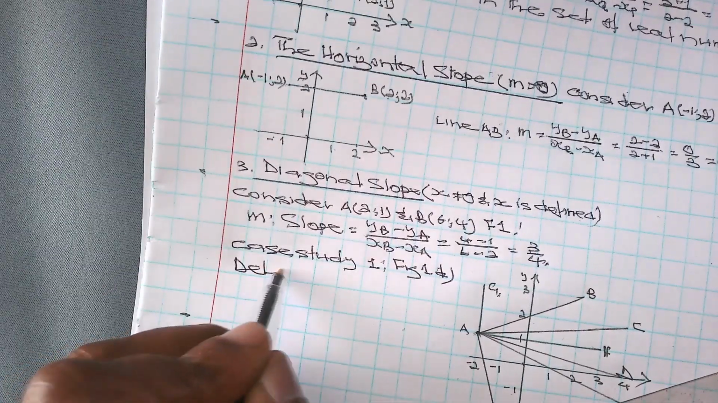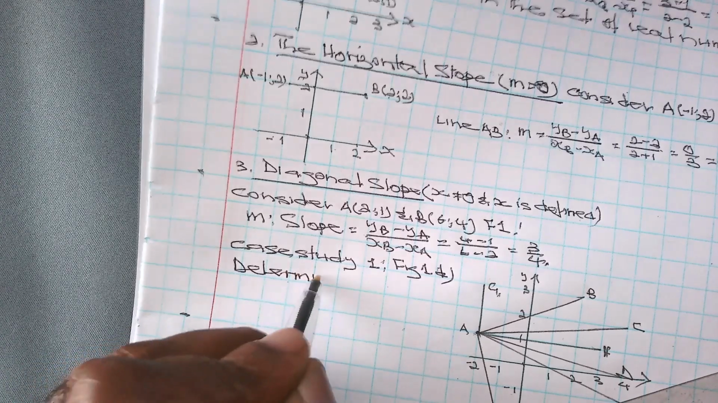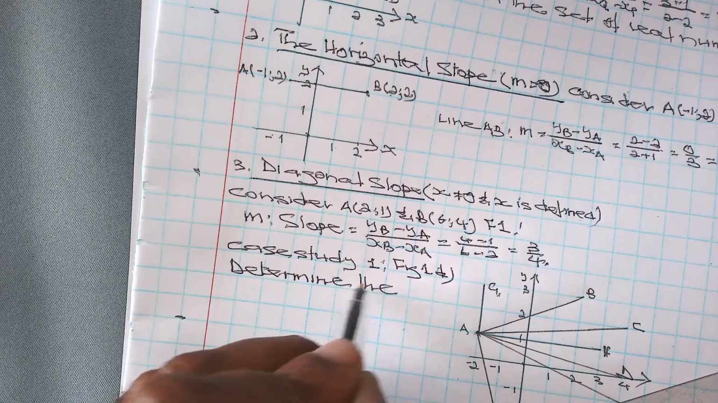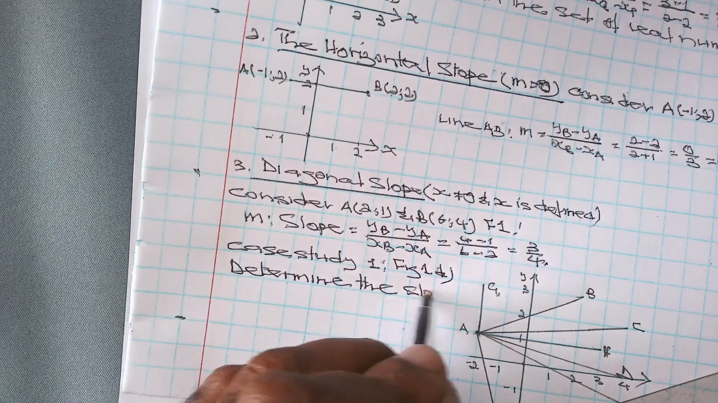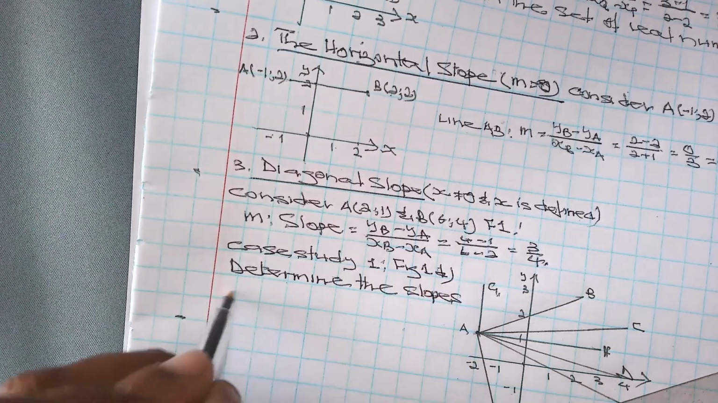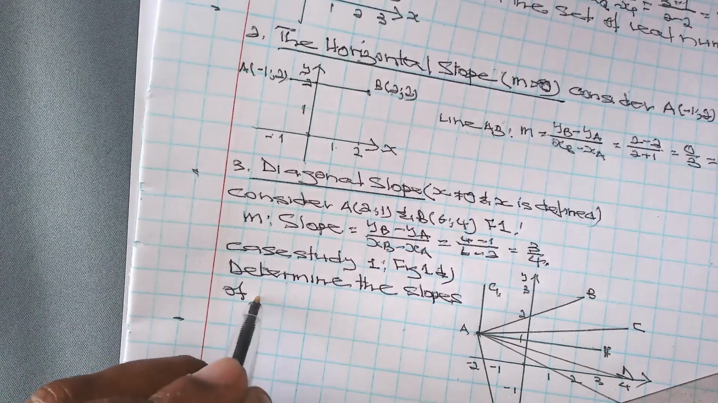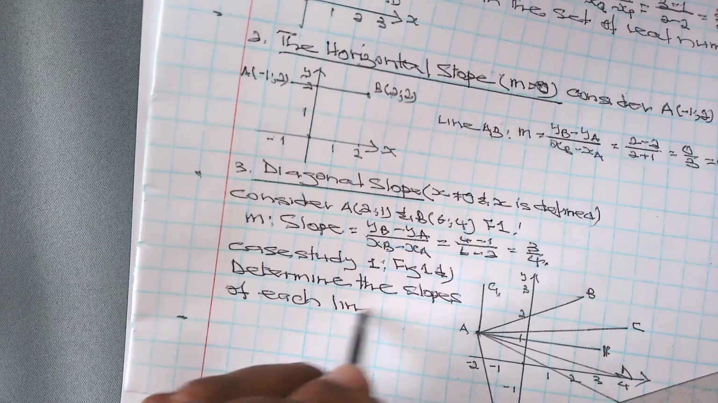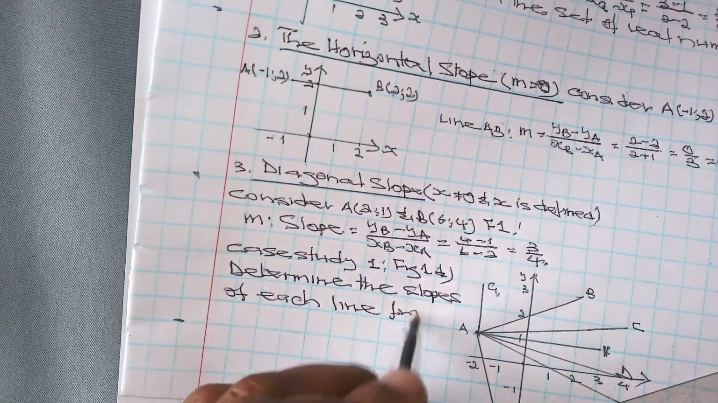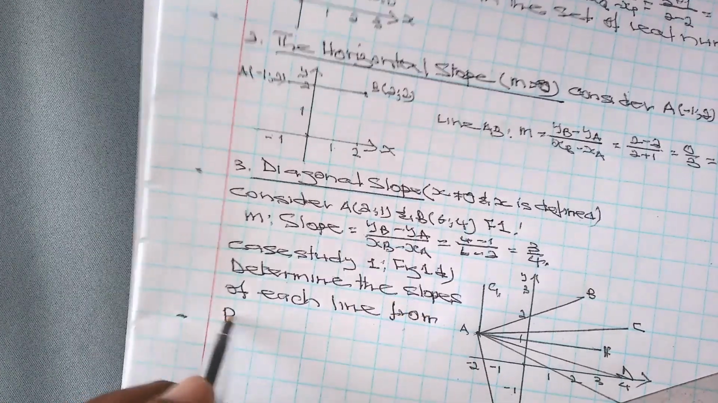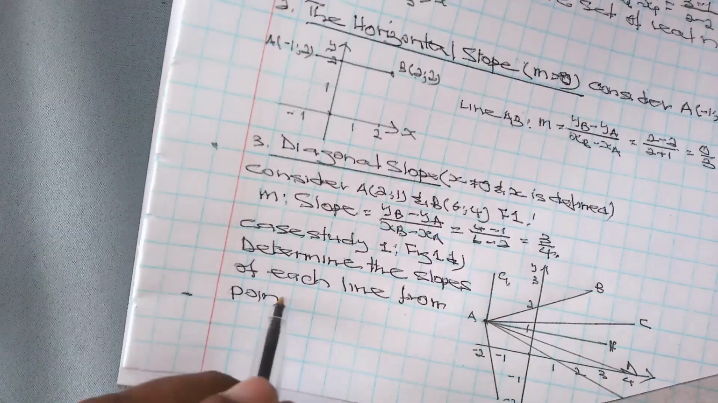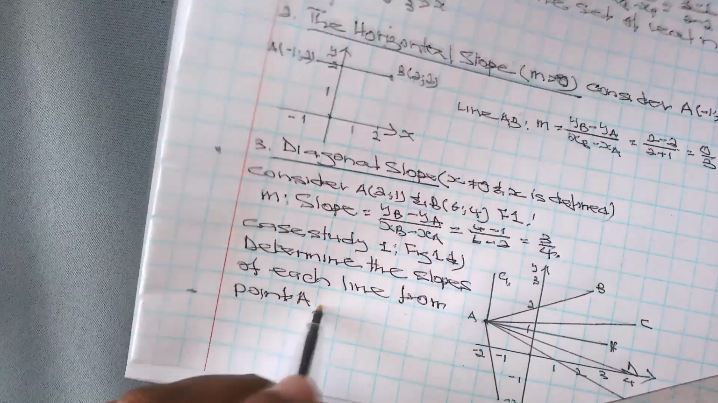Determine the slopes of each line from point A, right.